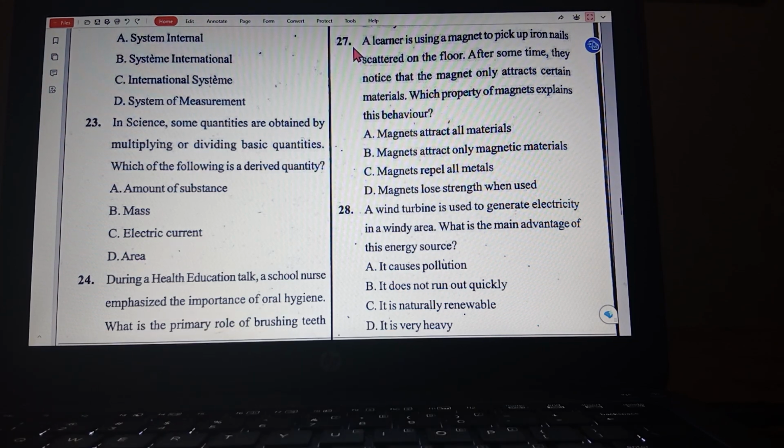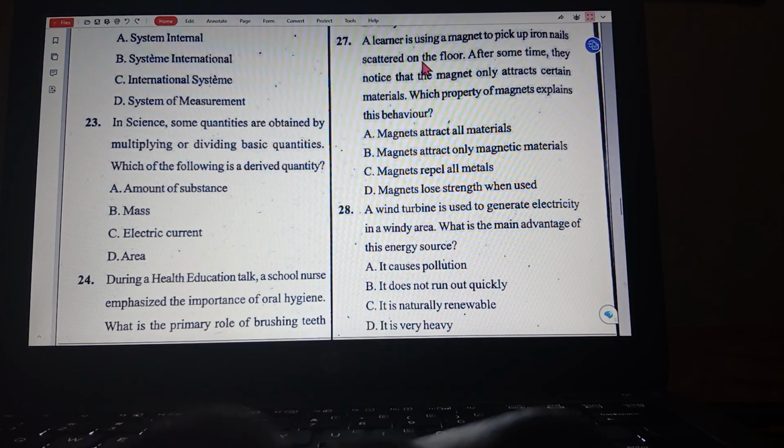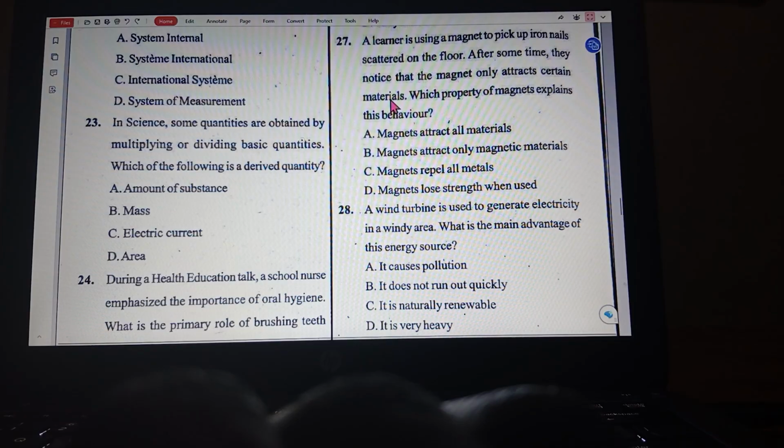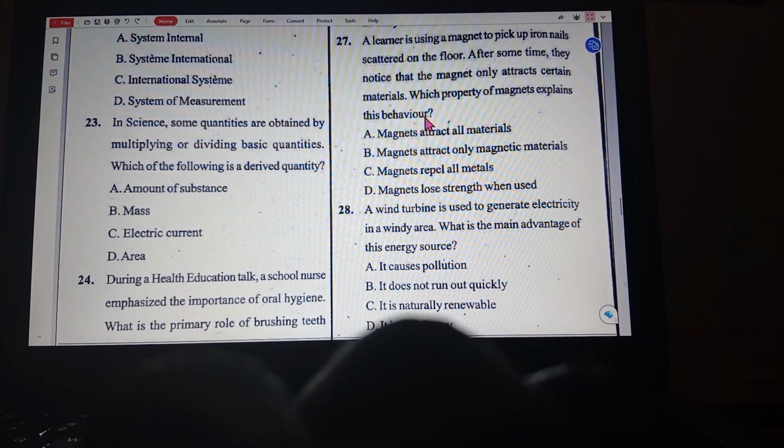Now question 27. A learner is using a magnet to pick up iron nails scattered on the floor. After some time, they noticed that the magnet only attracts certain materials. They realized that a magnet only attracts certain materials. Which property of magnets explains this behavior?